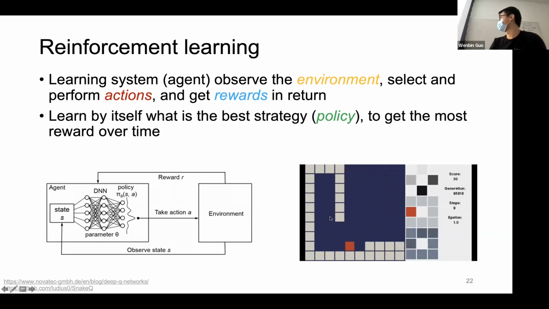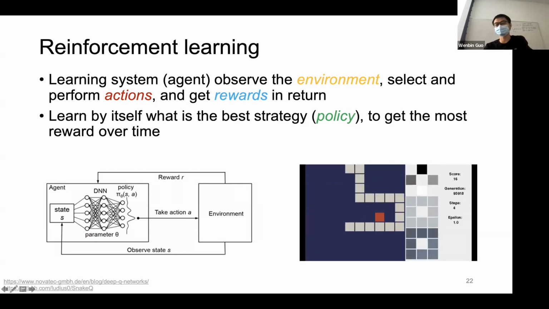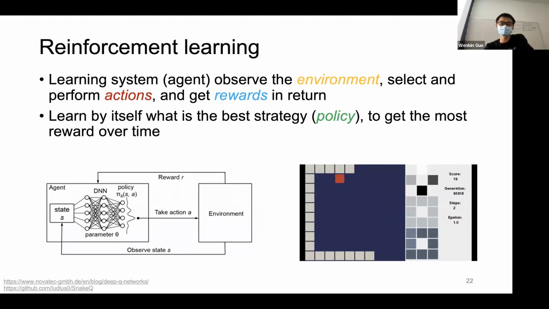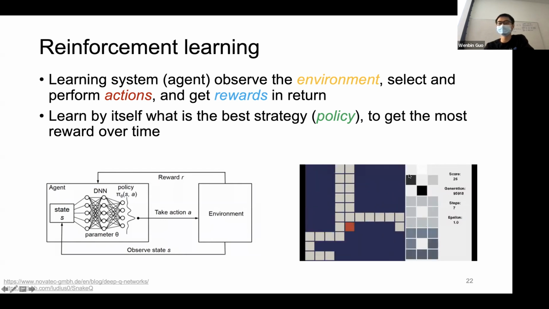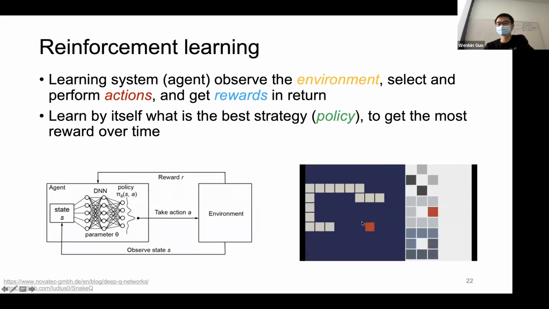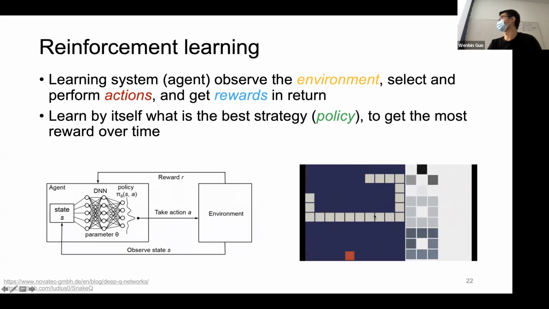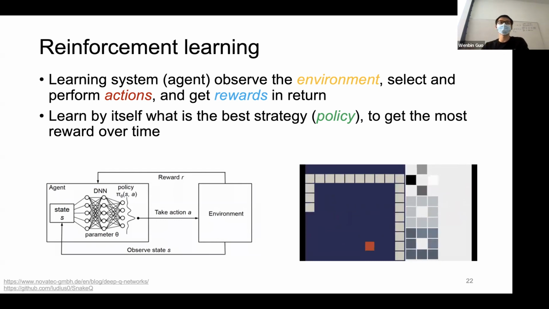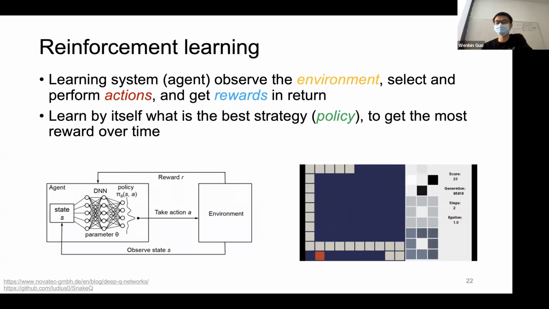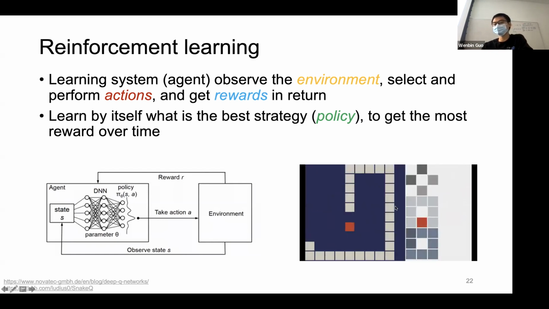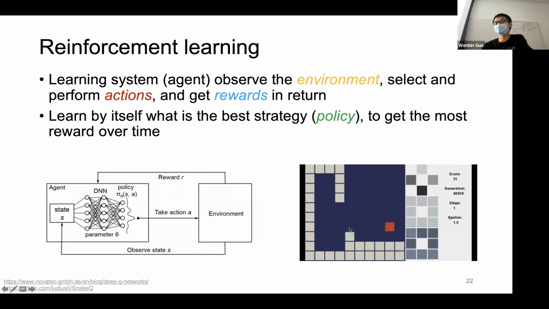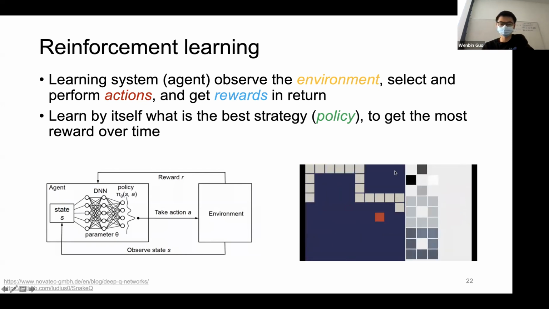The GIF image on the right is actually using reinforcement learning to play a game of snake, where the snake cannot hit the wall and cannot hit itself. Whenever it eats an apple, its length is increased by one. After some iterations of training, it can actually achieve a very good performance. It looks like a human playing this game.